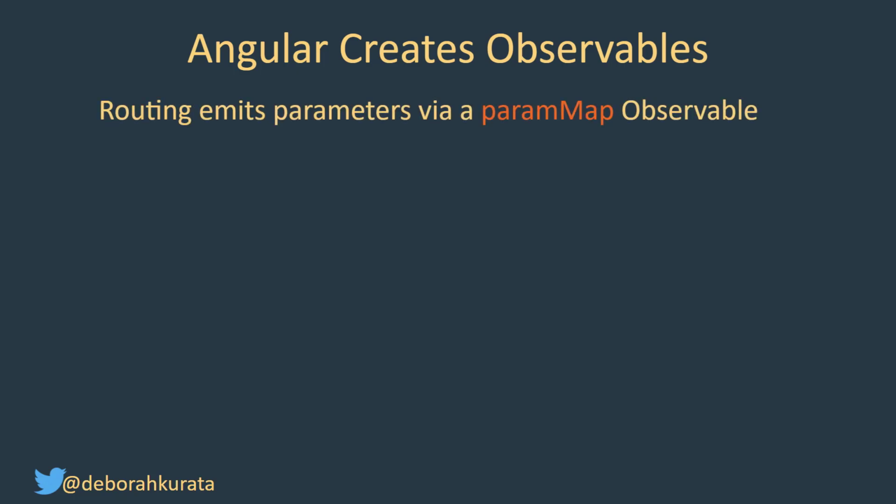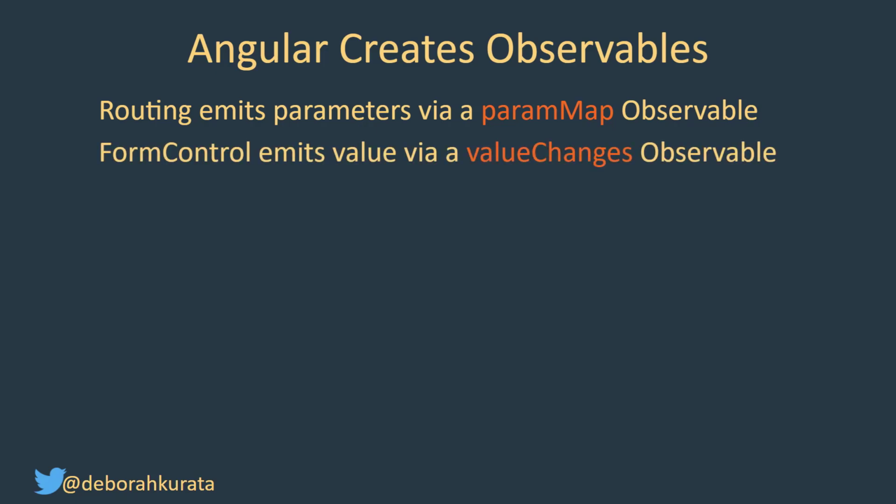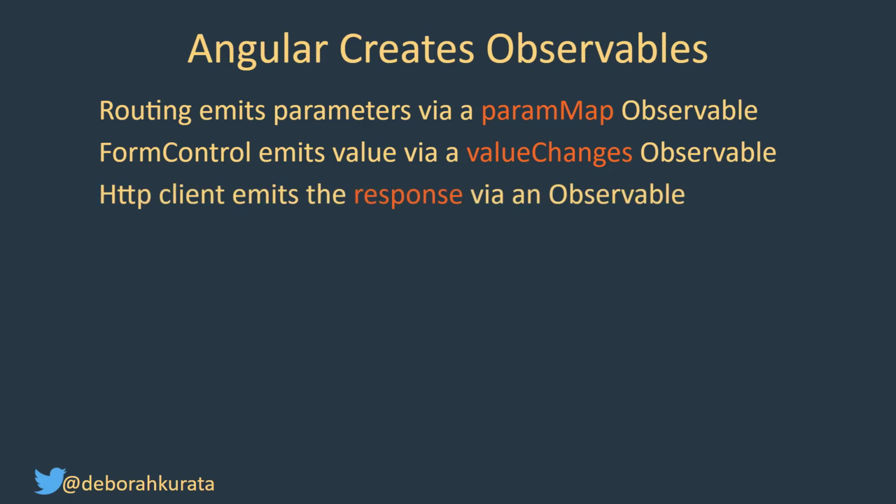Routing emits parameters via a param-map observable. Form control emits a value via a value changes observable. And the one we've been talking about, HTTP client, emits the response via an observable.